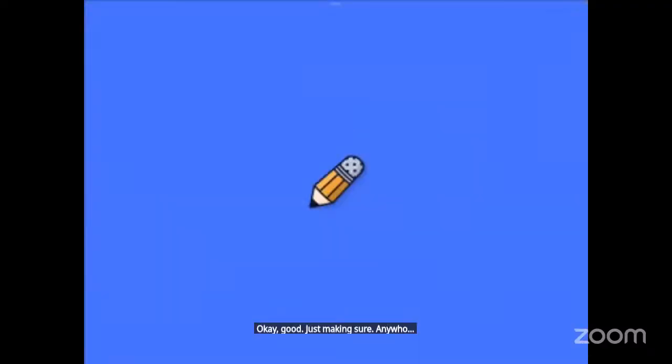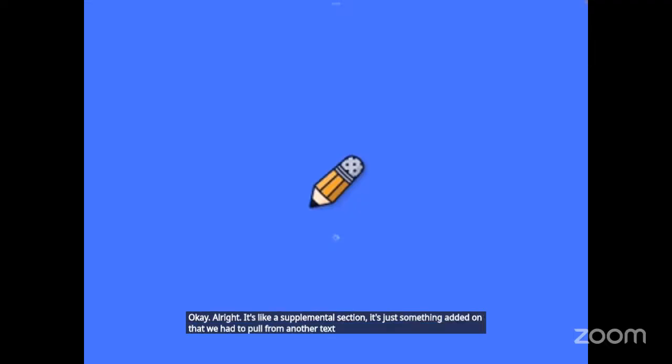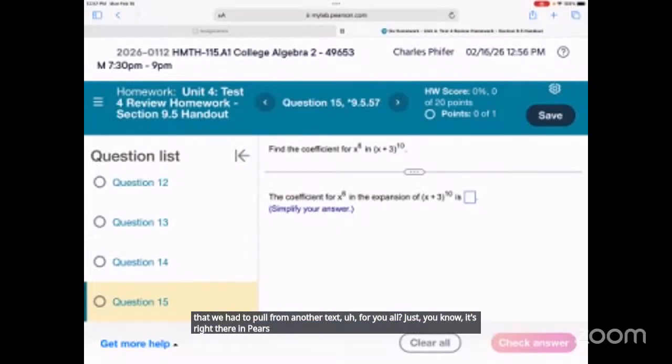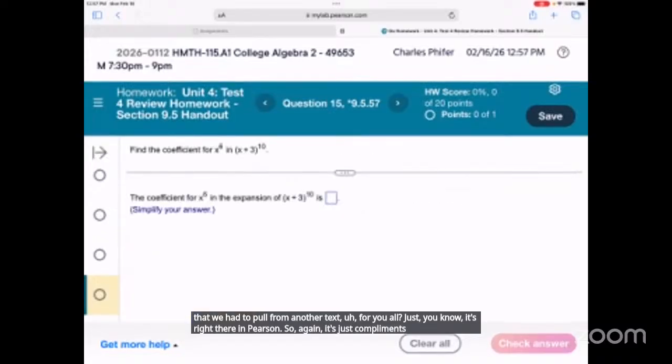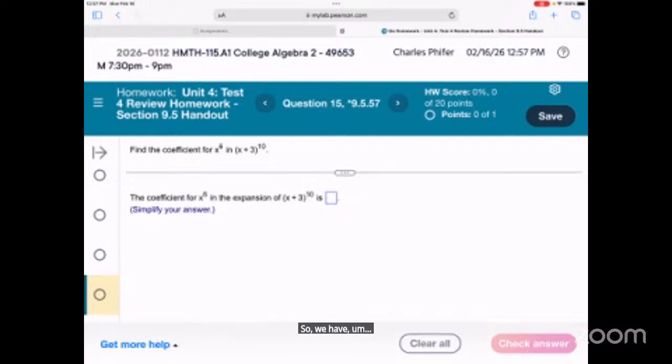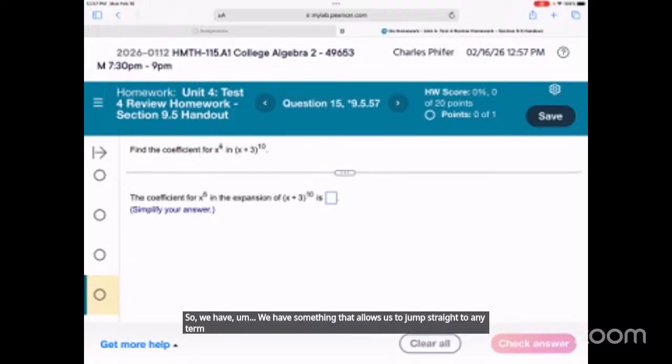Oh, wrong thing. Okay. It's a supplemental section. It's just something added on that we had to pull from another text for you all. It's right there in Pearson. So again, this just complements. Okay. So find the coefficient of this in this binomial expansion. So we have something that allows us to jump straight to any term in a binomial expansion.